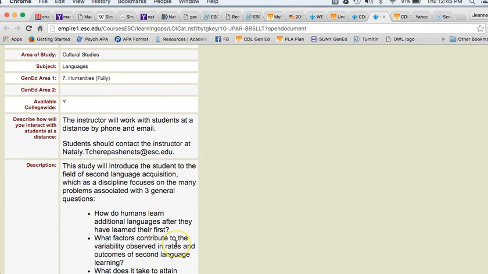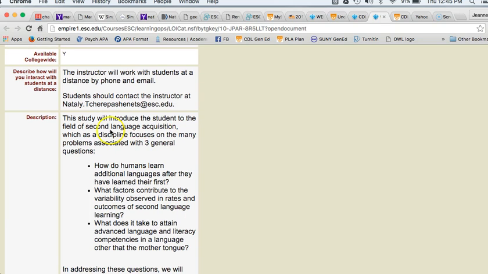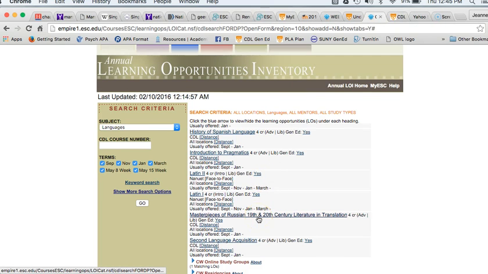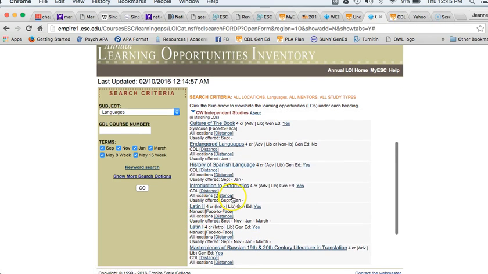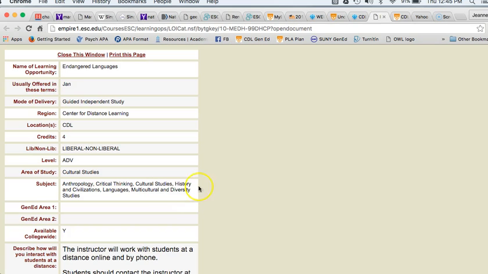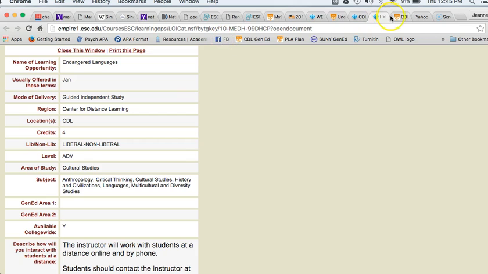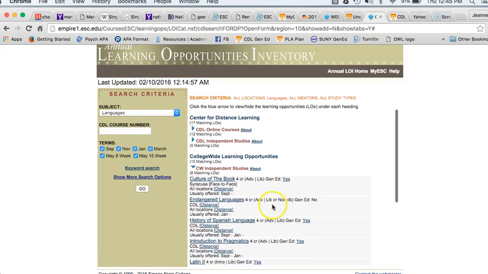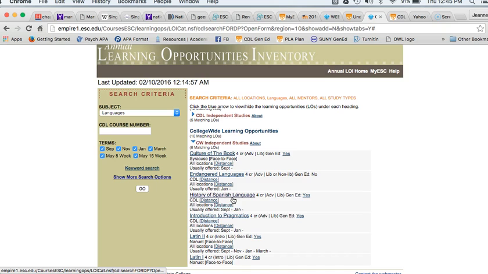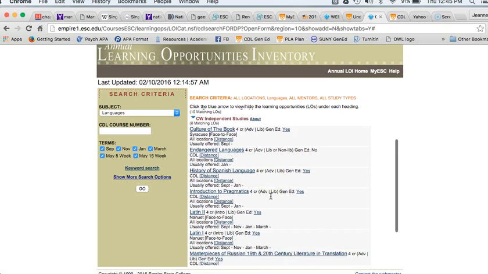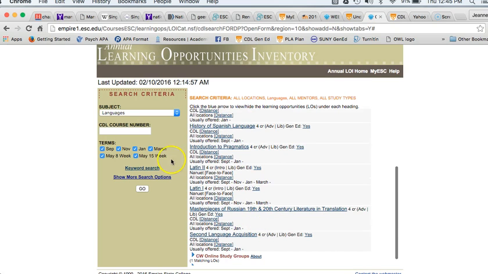This is a great class. Actually, talk about somebody who's doing education, looking at how students acquire a second language. So that's a great course if you're teaching. But anyway, it just gives you an idea of other things that we offer, like Latin is in here. Endangered languages, that's not offered under Gen Ed. That's too bad. That would have been a neat thing to have. So anyway, history of the Spanish language, that's going to be foreign language, and that's going to be advanced. And you've got Latin in here, so it gives you a little bit more choices.